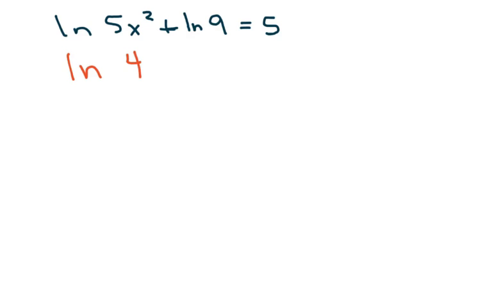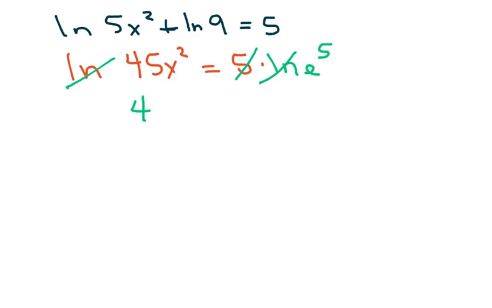Condense, so you get ln of 45x squared. This one's a little harder actually. It equals 5. Go ahead and multiply it by 1, which is ln of e. I'm going to move the 5 here, and then cancel out my ln's. Now we have the work to do. Whoops, sorry. Let me clean it up. 45x squared equals e to the 5th. First thing I'm going to do is divide both sides. I'm solving for x. Divide both sides by 45.